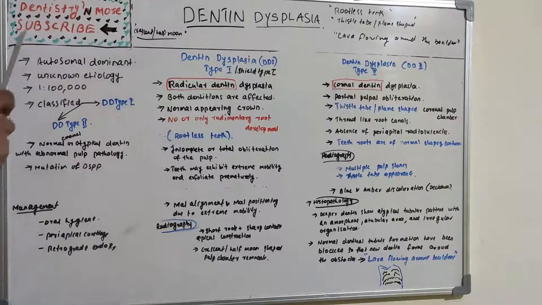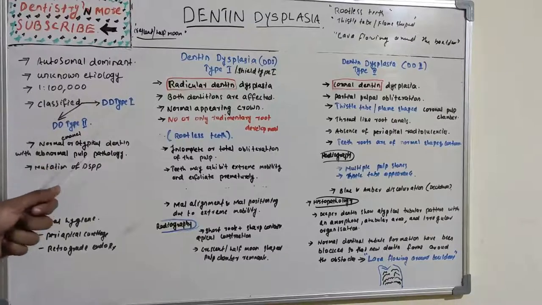Dentine dysplasia is an autosomal dominant condition without a proper etiology, but there are reports saying a mutation of DSPP, that is dentine sialophosphoprotein, could be one of the reasons. It is a very rare disease, seen in 1 in 1 lakh incidents. Basically, it is classified as dentine dysplasia type 1 and type 2. Usually it presents as normal enamel with atypical dentine and abnormal pulp pathology.